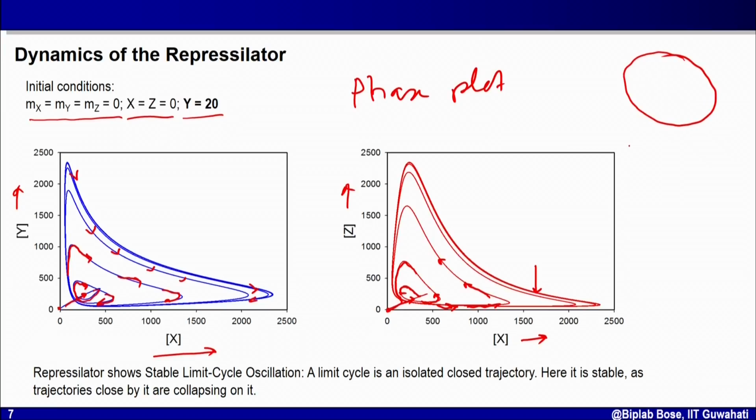I have started from somewhere here. I entered into one trajectory. That trajectory is not a closed loop. Rather, that was an open loop, and that has taken me ultimately to this outer trajectory, which is a closed loop. This type of behavior is called stable limit cycle oscillation. What happens in case of stable limit cycle oscillation? You have an oscillating system. Obviously, as it oscillates, it is called limit cycle oscillation.